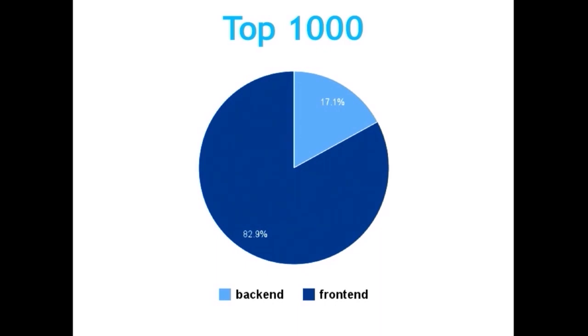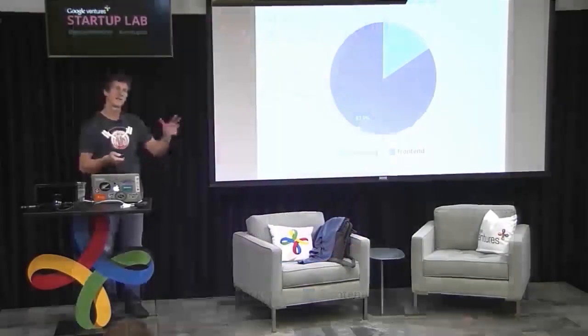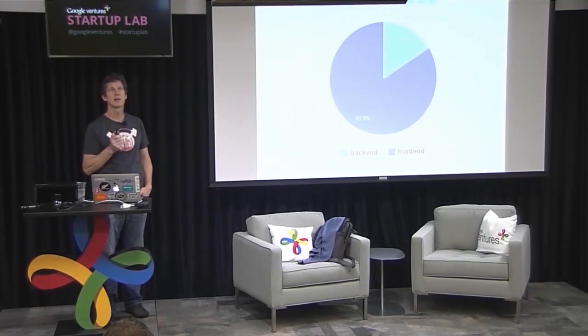So we see 17% of the time is on the back end. So here, obviously, again, it's the front end time. The network and what the client is doing is the long pole in the tent. And if we go even farther, if we look at the top 100,000, the back end time drops even more. So the point here is that the front end time is really, really important.